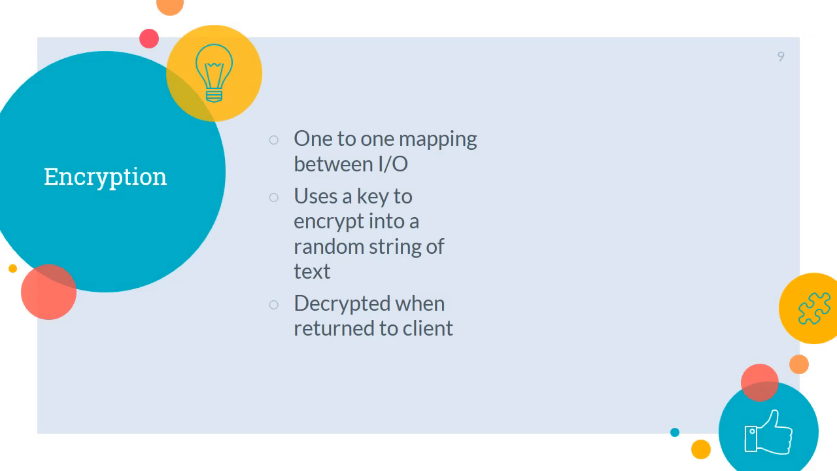Encryption uses one-to-one mapping between input and output, meaning the password is encrypted using a special key into a string of text, usually letters and numbers. To match the input, the encrypted password is retrieved from the database and decrypted to compare against the input. This means if the hacker has the key, then they can decrypt all the passwords in the database.